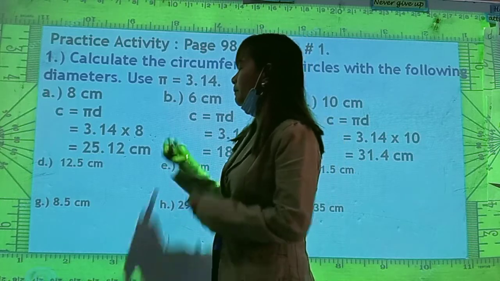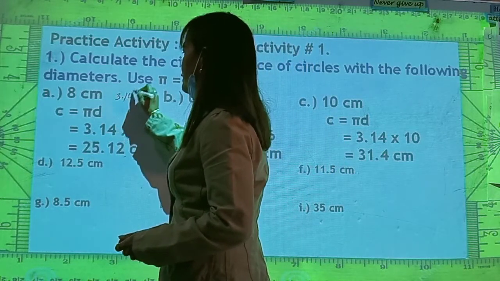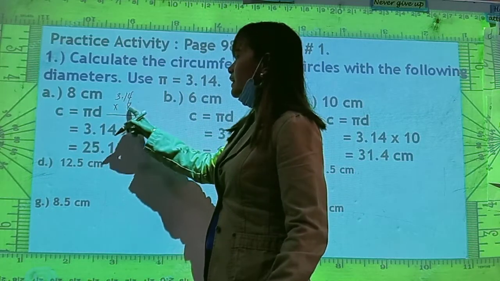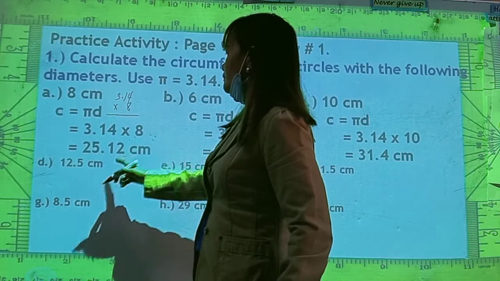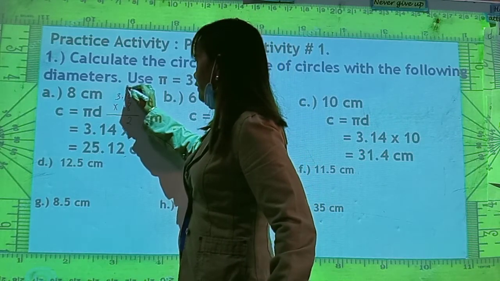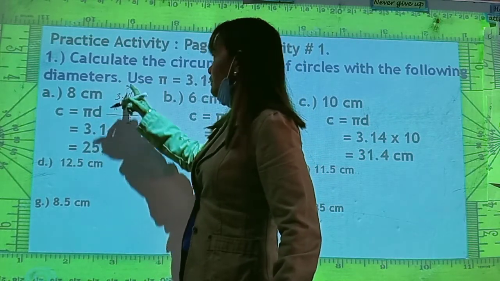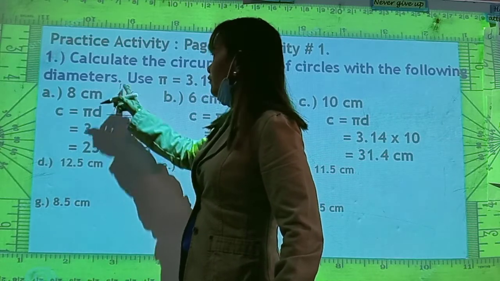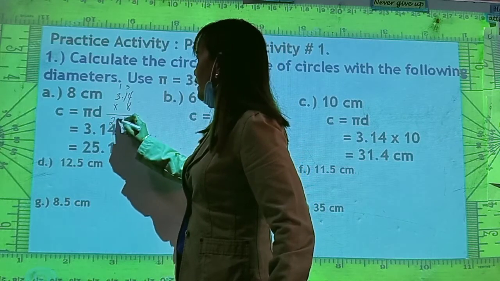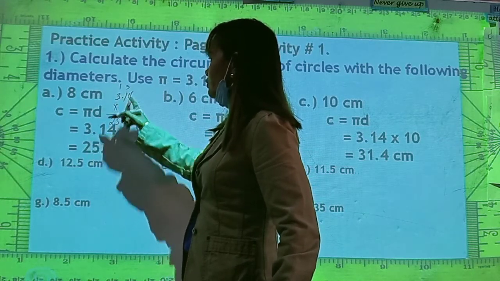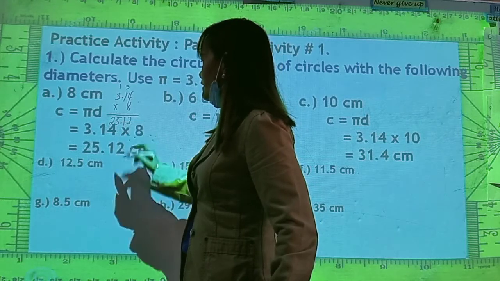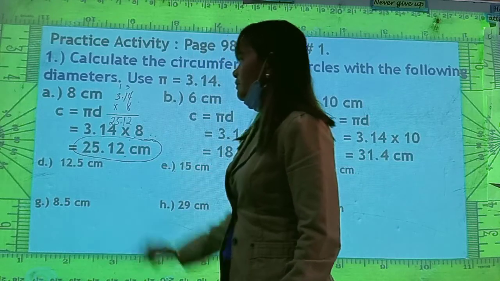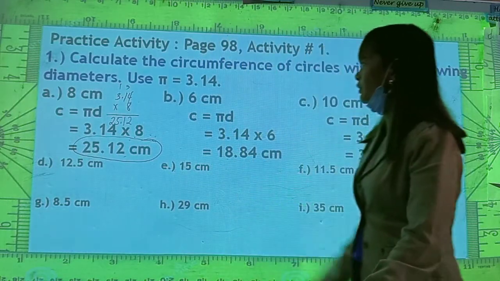Substitute the value of pi, which is 3.14, times the diameter is 8. So simply multiply 3.14 times 8. 4 times 8 is equal to 32. Carry 3. 1 times 8 is 8. 8 plus 3 is 11. Carry 1. 3 times 8 is 24 plus 1 is 25. How many decimal points? 1, 2, 1, 2. So therefore, class, the answer is 25.12 centimeter.